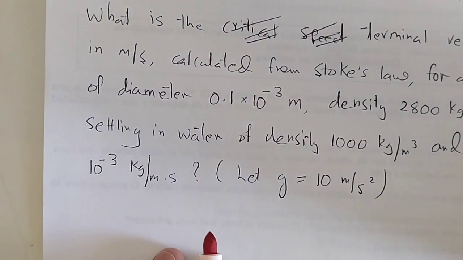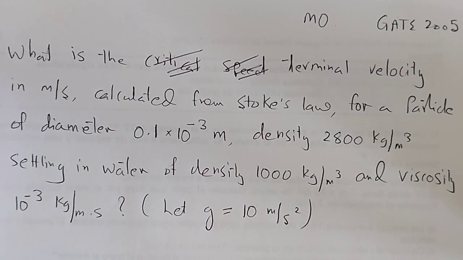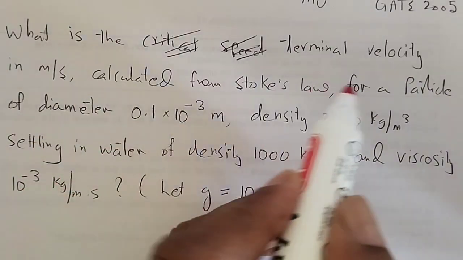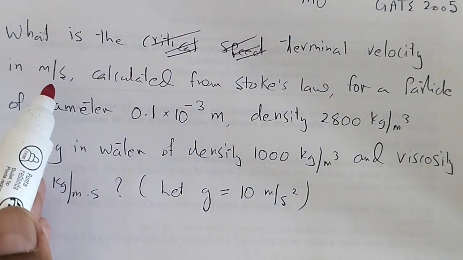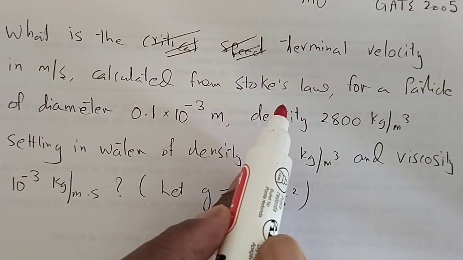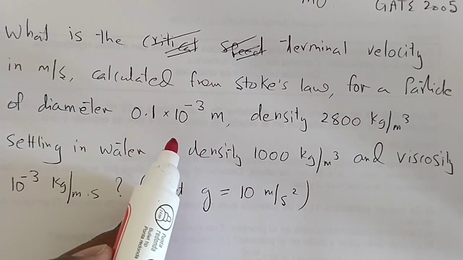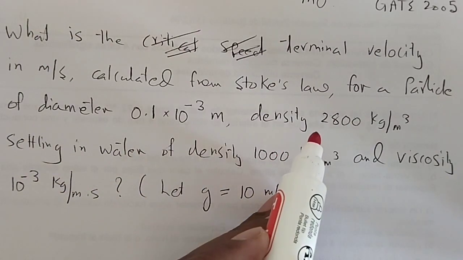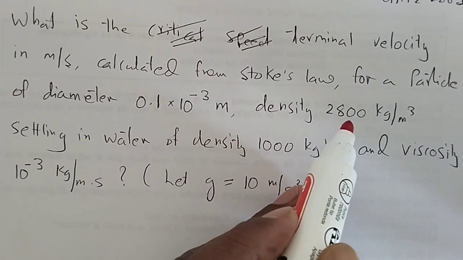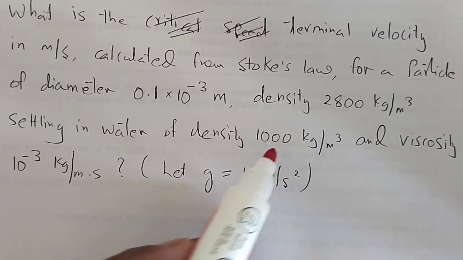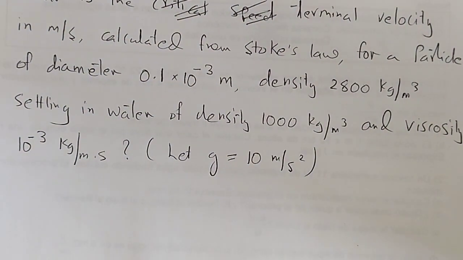One more problem, again from mechanical operation. What is the terminal velocity in meter per second calculated from Stokes law for a particle of diameter 0.1 into 10 raised to minus 3 meter? Density is 2800 kg per meter cube, density of particle of course, settling in water. Density of water is 1000 and viscosity is 1 centipoise, which is 10 raised to minus 3 kg per meter second or even Pascal second.